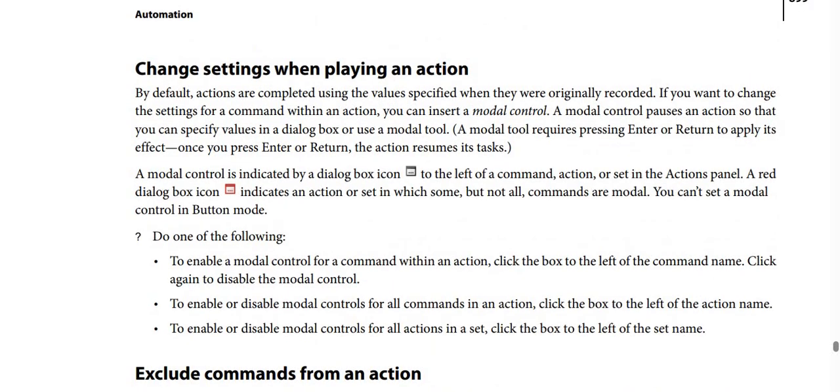And how to change settings when playing an action. By default, actions are completed using the values specified when they were originally recorded. If you want to change the setting for a command within an action, you can insert a modal control. A modal control pauses an action so that you can specify values in a dialog box or use a modal tool. The modal tool requires pressing enter or return to apply its effect. And once you press enter or return, the action resumes its tasks.